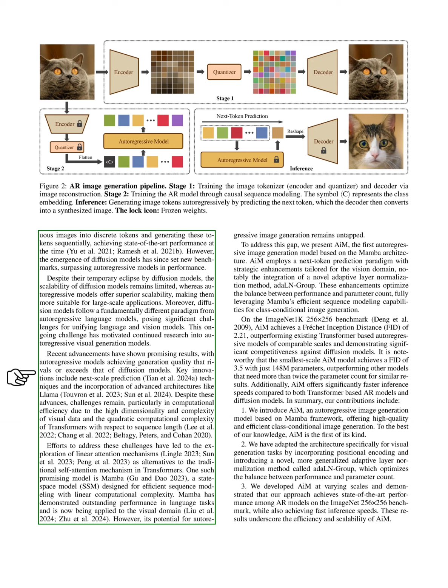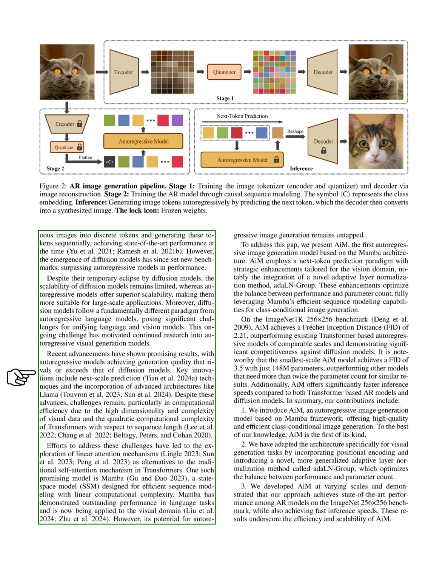Additionally, the differing approaches of diffusion and autoregressive models create challenges in merging language and vision models, prompting ongoing research into autoregressive visual generation. Recent progress has shown that autoregressive models can produce generation quality that competes with or even exceeds that of diffusion models. Innovations such as next-scale prediction techniques and advanced architectures like Llama have contributed to this progress.